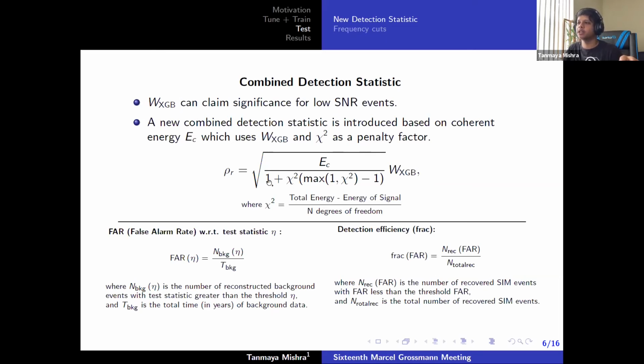Before we go further, let us look at false alarm rate and detection efficiency to understand the results. False alarm rate gives us the significance of the event. It is calculated as the number of reconstructed background events with the test statistic greater than a threshold, divided by the total time of background data in years. And the detection efficiency is defined as the ratio of the number of recovered simulation events with FAR less than a threshold, divided by the total number of recovered simulation events.